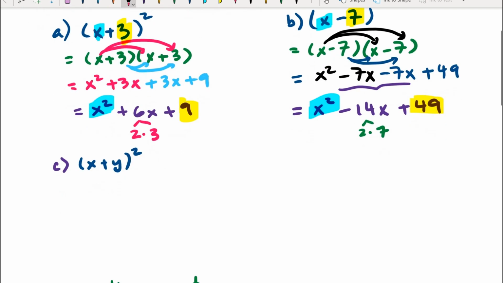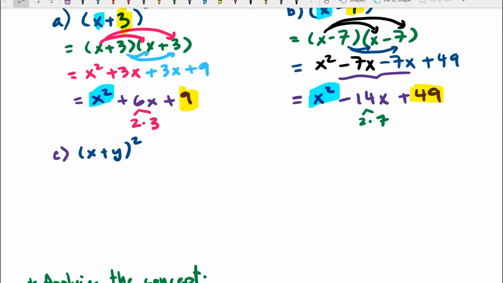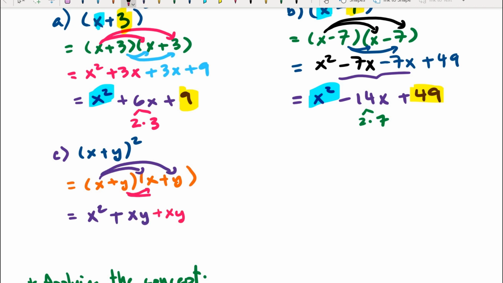So we're going to generalize the concept by using x and y only. Same concept that we did earlier, (x plus y) squared, which means (x plus y) times (x plus y). So we do FOIL. X times x is x squared. X times y is xy. Y times x, for convenience, I will put it xy instead of yx. Y times y is y squared.